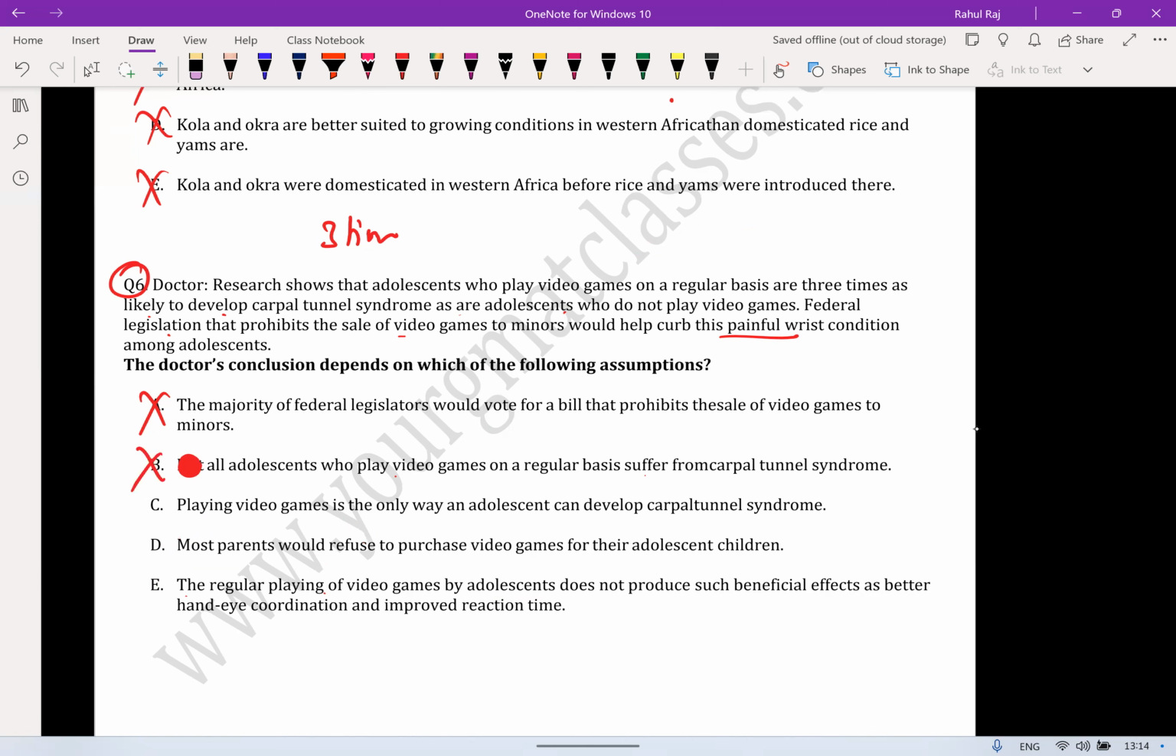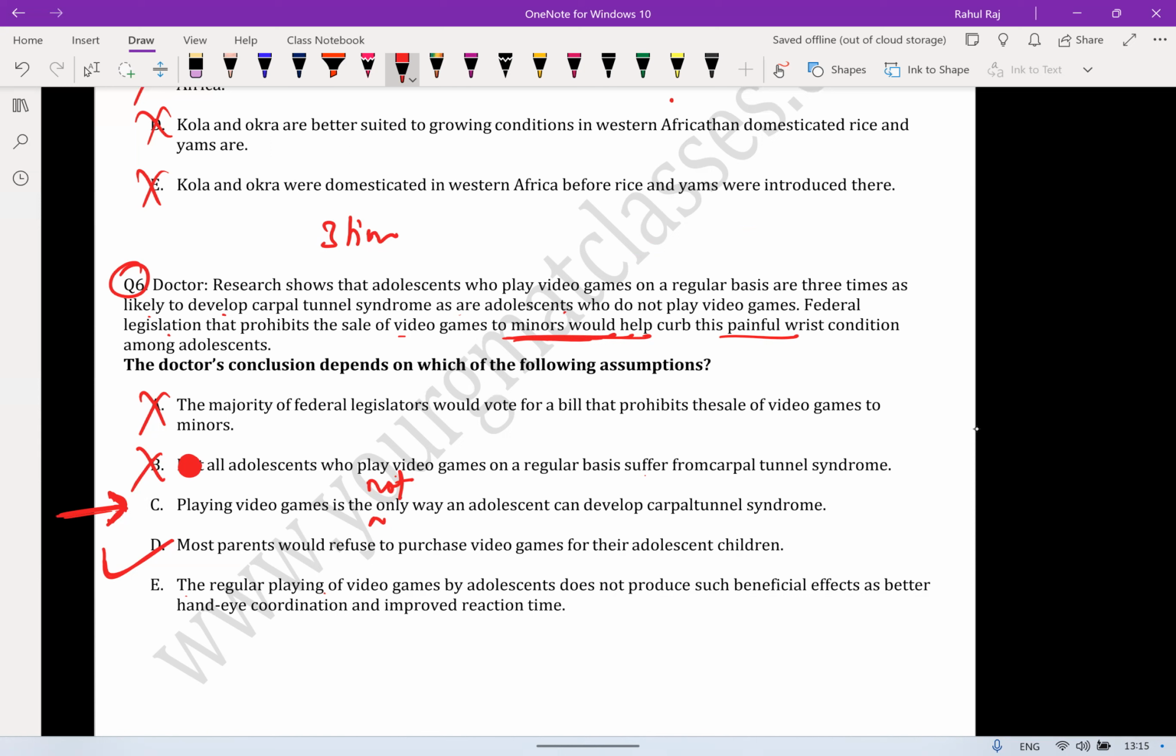Hey, Rahul, why is this not the answer? A very potential answer, but D is much more potential than C. Very potential answer C also. Now see here, when I negate option C, it says playing video game is not the only way children can develop carpal tunnel syndrome. So the fight here is that if it is not the only way, you can 100% ask me a question: then why should we ban the sale of video game, Rahul? Because if it is not the only way, then let children play video game, because even if we ban video game, they are developing carpal tunnel syndrome through other means.